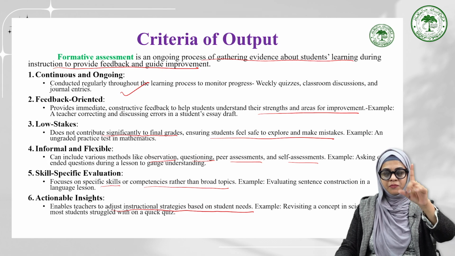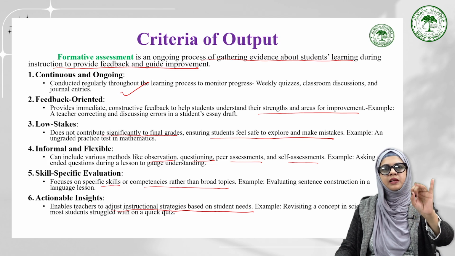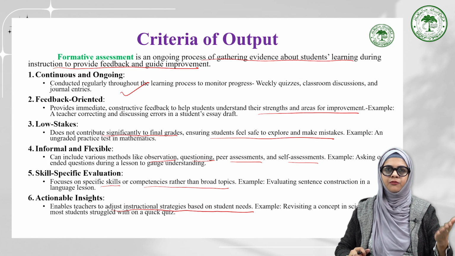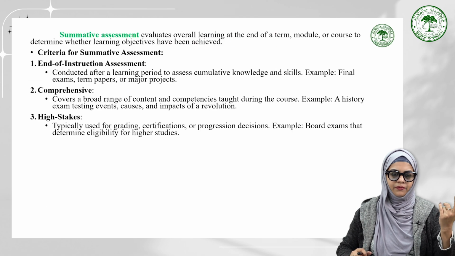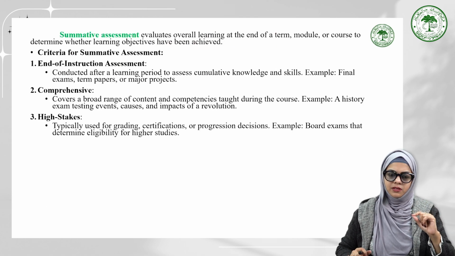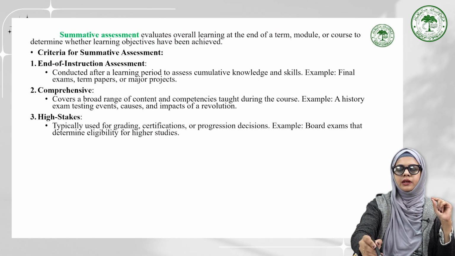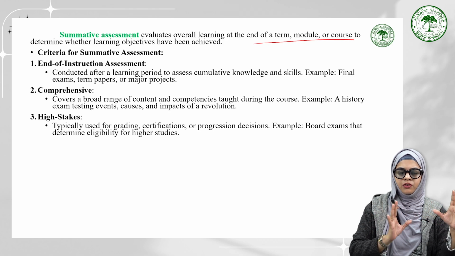So you see, remember what I said in the output, the behavior should also be observable and measurable. So this is exactly what we are doing, that through formative assessment we are forming the criteria. How are we supposed to observe and measure the behavior? Then comes summative assessment. Summative assessment evaluates overall learning, and usually it is at the end of the term or the module. So it's at the end of the instruction.